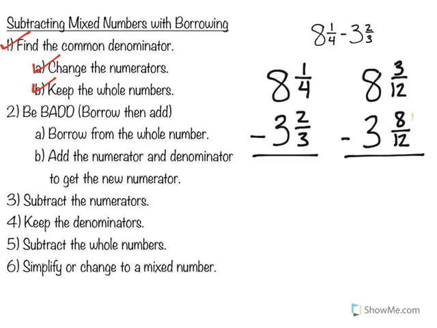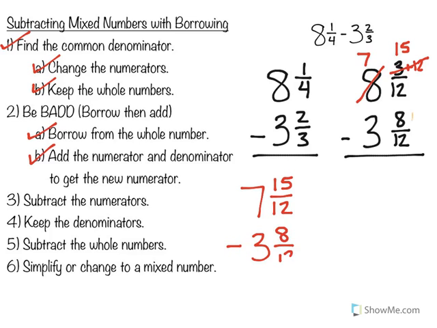So to go back to our steps, to be bad, we borrow from the whole number. So we borrow from 8, it becomes a 7. Then we add the numerator and denominator, so 3 plus 12 is going to give me 15, and that is my new numerator. Some people find at this point it helps to rewrite the fraction. So I've got 7 15/12 minus 3 8/12. Or you can just use it as it is written.